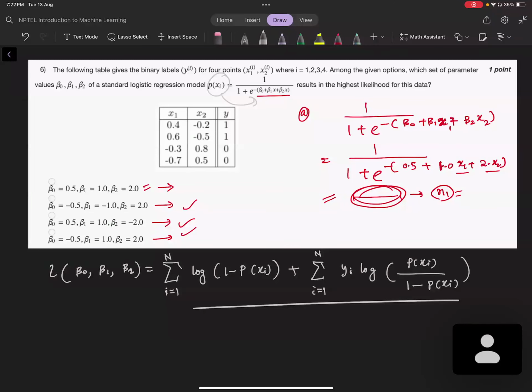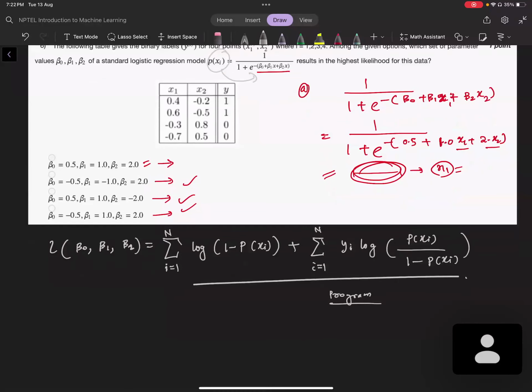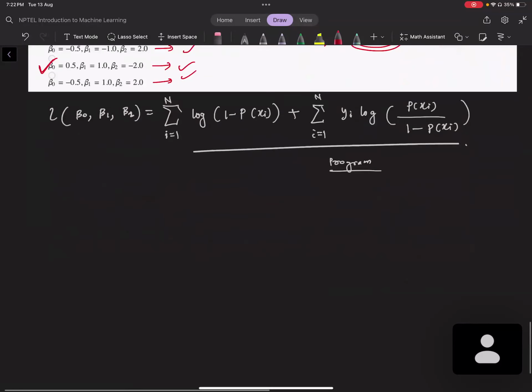So what you can do is write a program for that, and you get the code output. And for your solution, I can give you the solution. Option C will be the correct answer. Okay, so I'll not be solving this. It's too time consuming.